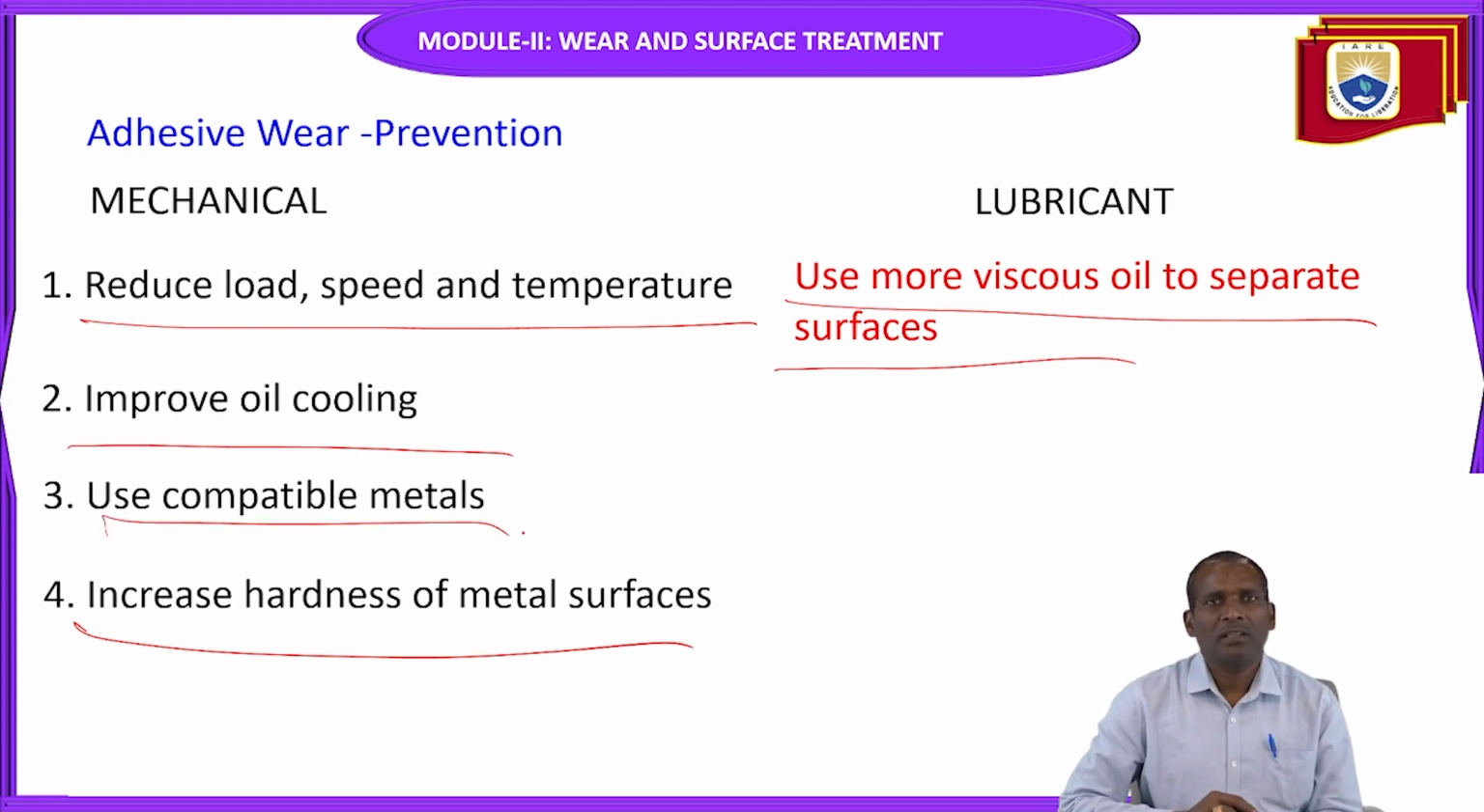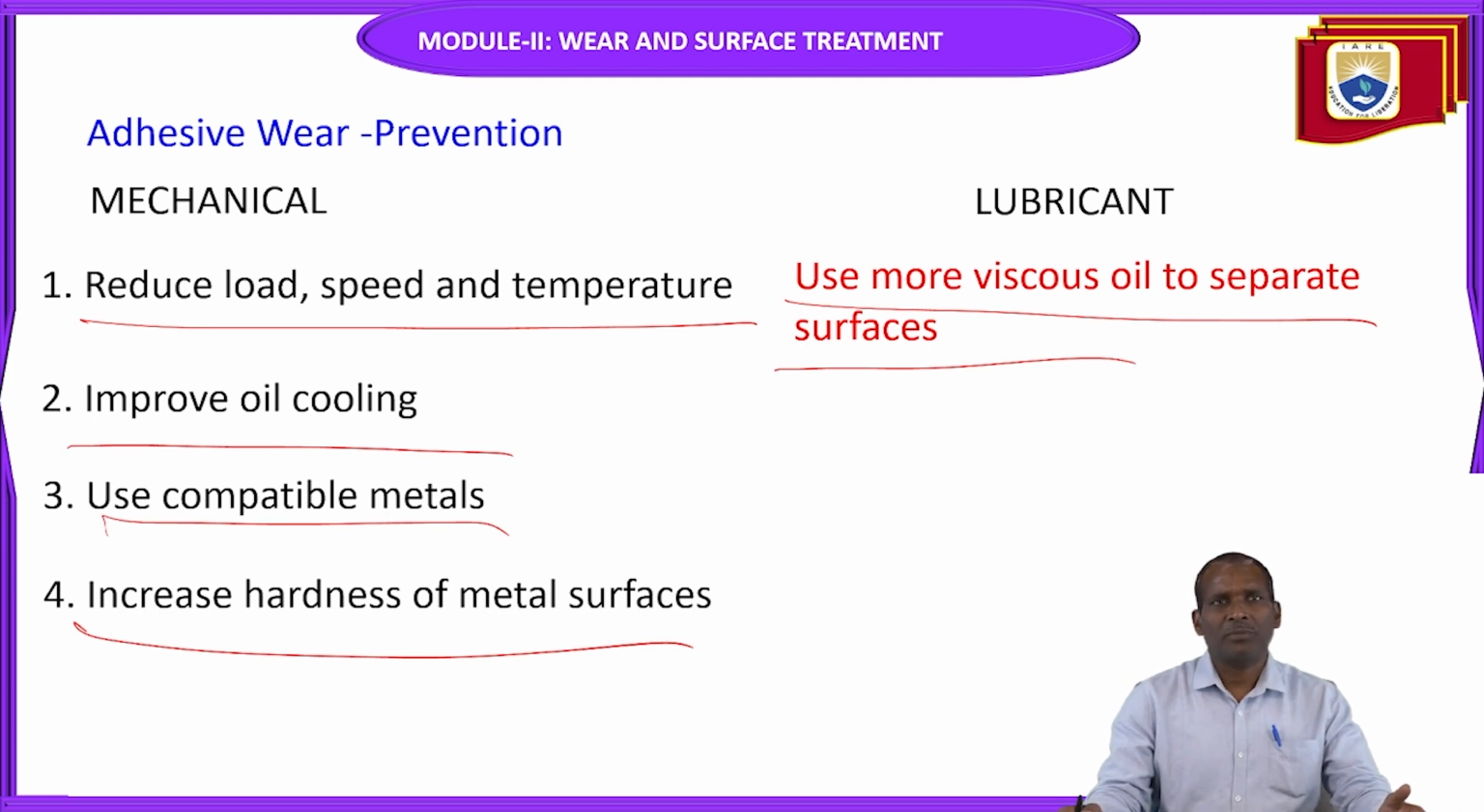So that's why you should concentrate on metal properties: mechanical properties, chemical properties and electrical properties. Many properties are there. Based on these parameters, the mechanical or chemical properties, the wear is influenced. So that's why always use compatible metals.